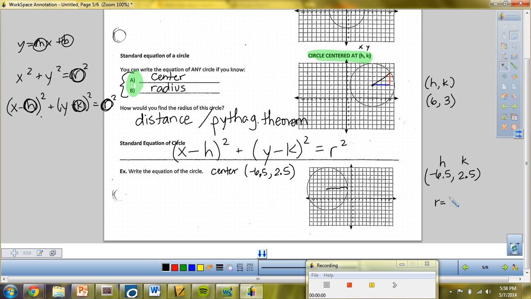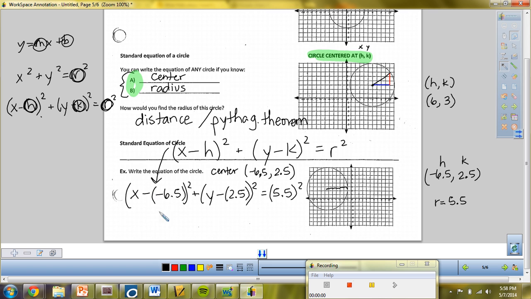So my radius is 5.5. So I just plug these things in to my standard equation. My x stays. I have minus, and then I substitute in for h, which is negative 6.5. That whole group gets squared, plus y, I substitute in for my k, which is 2.5, and that whole thing is squared, equal to my radius, which I calculated to be 5.5 squared.